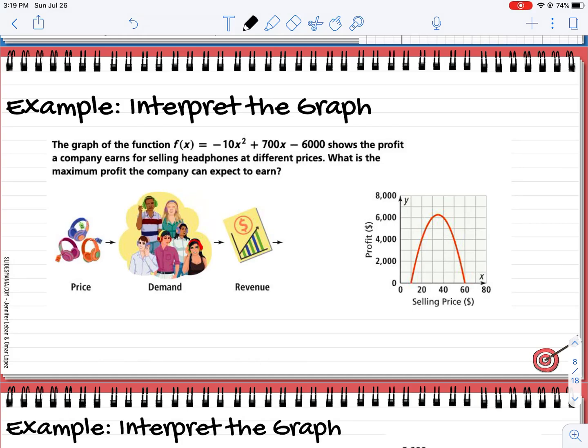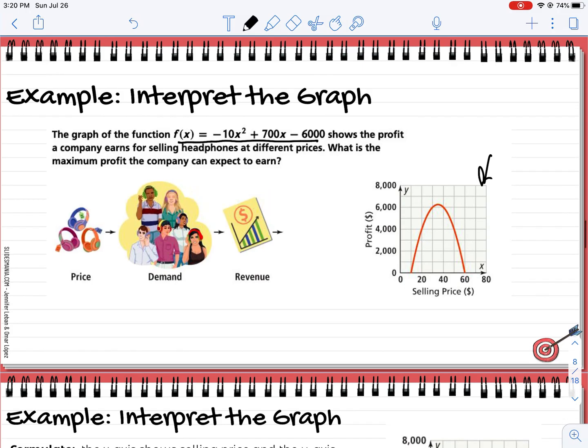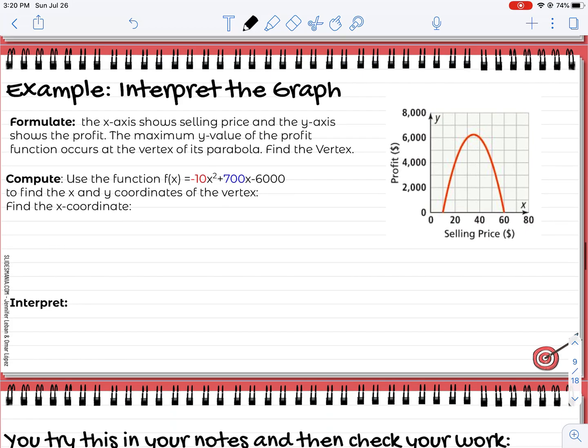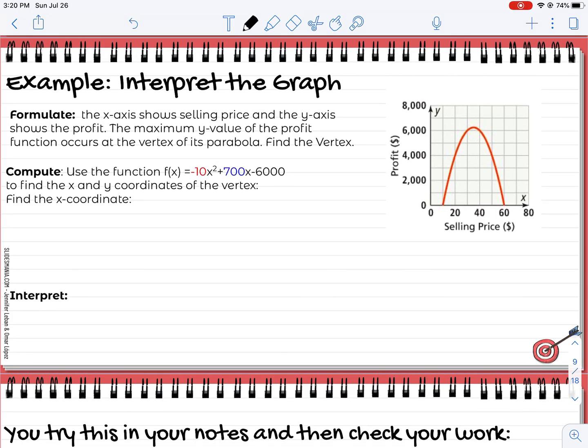Okay, in this video example, we are going to interpret the graph. So we're going to do an application problem using standard form. In this graph, we have the function already graphed. We have this equation that's comparing the profit a company earns for selling headphones at different prices. What's the maximum profit that they can earn? Okay, so let's keep that in mind, and we're going to go through and interpret some stuff.